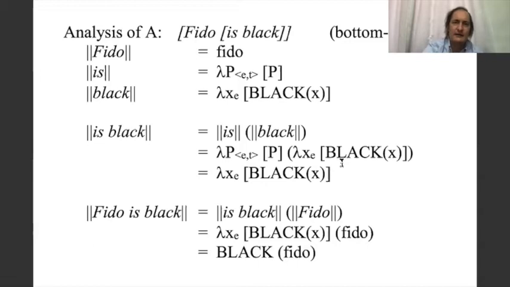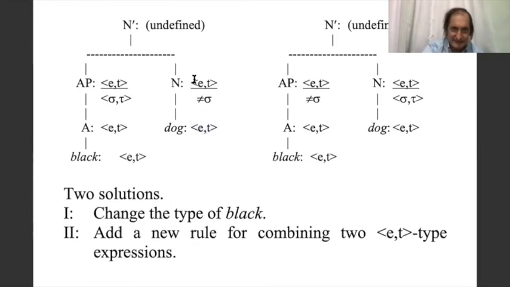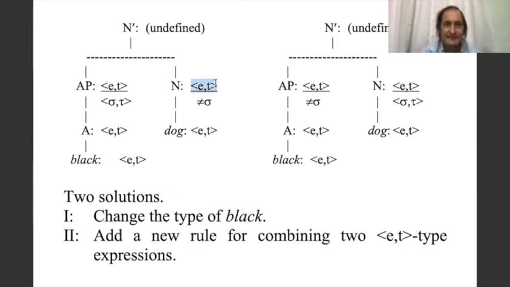I'm going to jump ahead. The why not is here. Here we have black, which is of type ET. The AP dominates the A, which dominates black. That makes the A of type ET, and the AP of type ET. Dog as well is something of type ET. True of dogs, false of non-dogs. That makes the N here of type ET. And the problem is we don't have any way of putting these two expressions together.